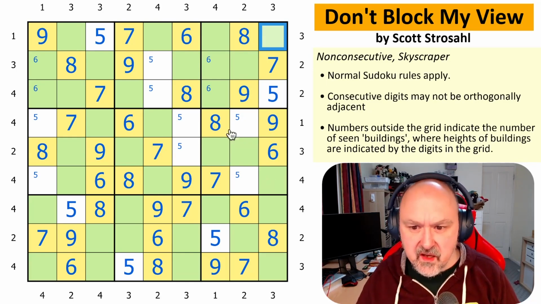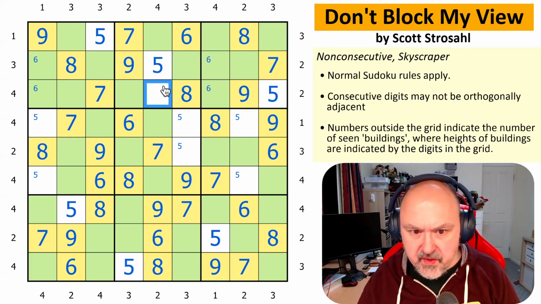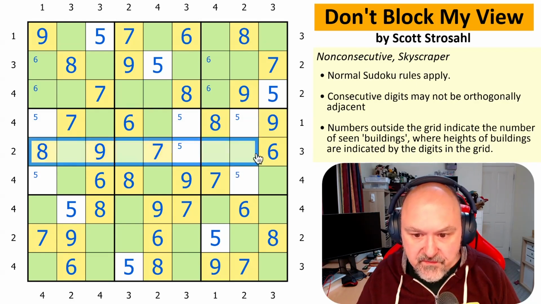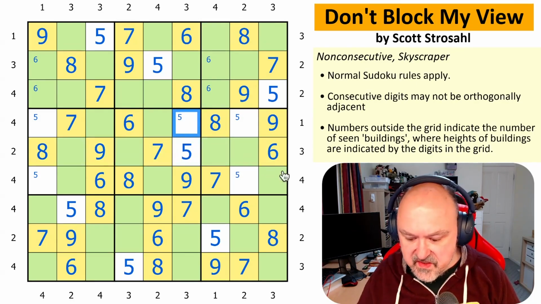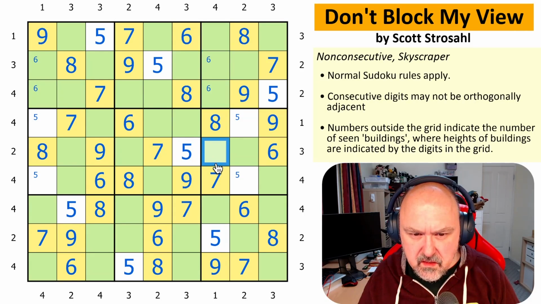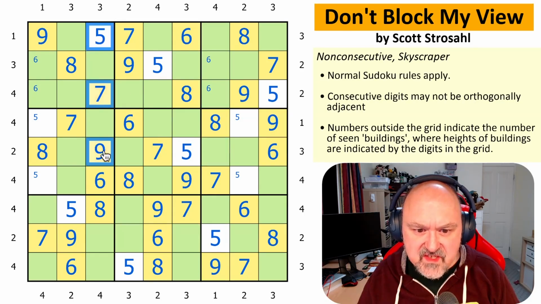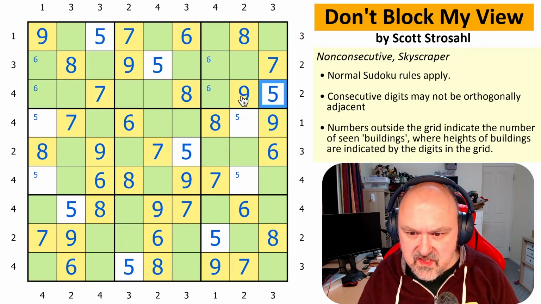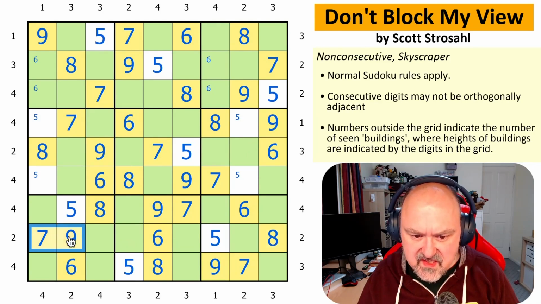I don't like too many colours when I'm colouring, but something like this is very useful. Where can 5 go in this row? That is a 5. That is not a 5. I can't believe I haven't been able to resolve these 6s yet. So this is now 5, 7, 9, and that has resolved that clue. This is 5, 9, that's resolved. This is 8, 9, that's fine. This is 7, 9, that's fine. 6, 9 is fine.